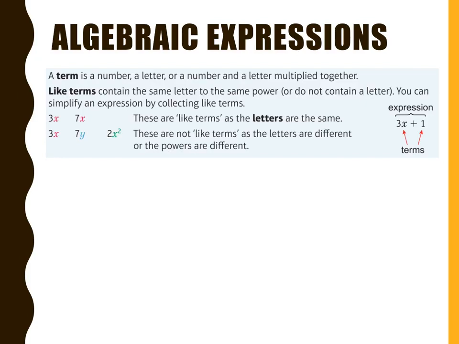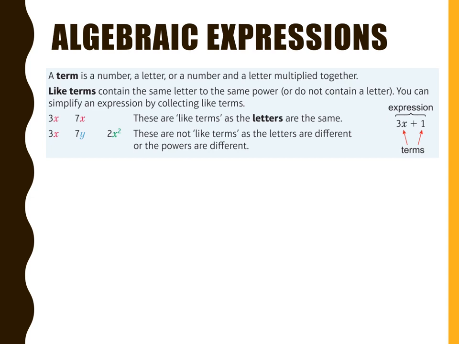A term is a number, a letter, or a number and a letter multiplied together. Like terms contain the same letter to the same power. You can simplify an expression by collecting the like terms. So if we were to look at this example, 3x and 7x, we have the same letter, x and x, and we have the same power, x to the power of 1, x to the power of 1. So we consider these two as like terms.